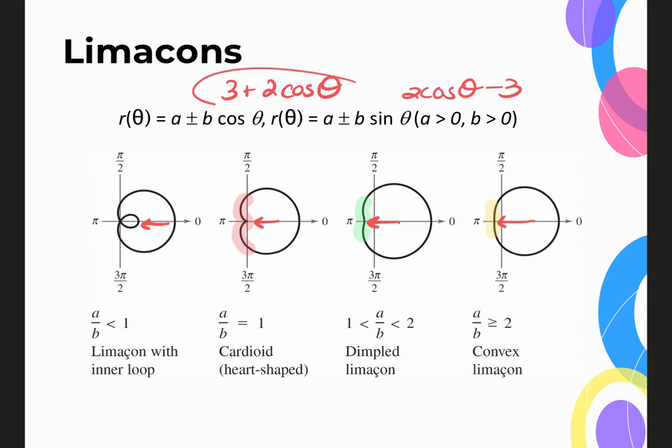So if I gave you that first example, which one's the A, the 3 or the 2? The 3 is the A. So A over B would be 3 over 2. Which range does that fall between? It's in between 1 and 2, which would be a dimpled limaçon. Okay? The next one, now my A is 3, but we ignore the sign on it. For this, it will change the direction of your limaçon, but to figure out what kind it is, we ignore the sign. So both of those are the same type? Correct. Yep. They would both be dimpled limaçons.